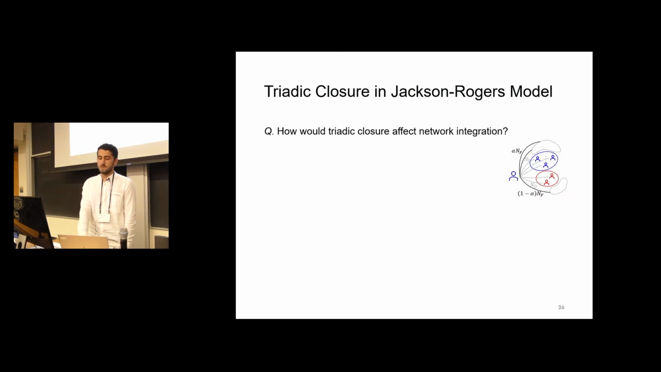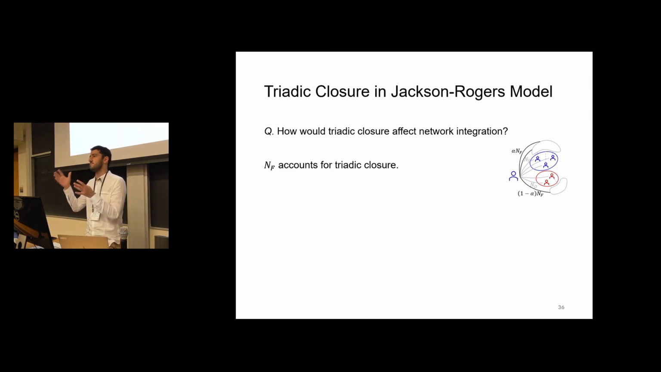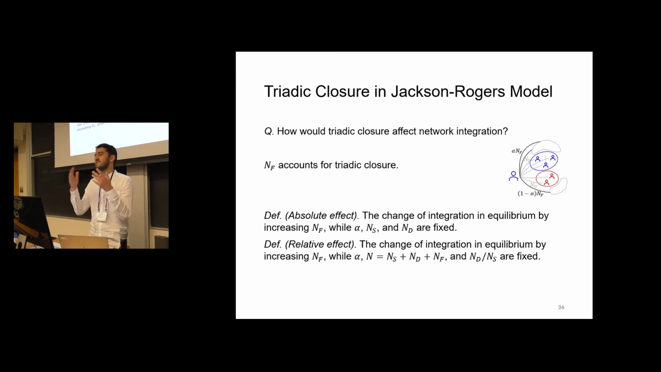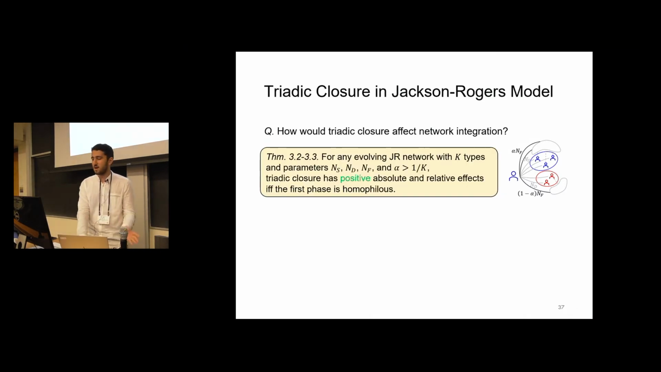So the question we want to study for the Jackson-Rogers model is, again, how would triadic closure affect network integration? And unlike stochastic block models, where we had to apply triadic closure post-network formation, here triadic closure is actually a part of the network evolution. This NAF, number of friends, accounts for triadic closure. So we define the absolute effect by measuring the network integration in equilibrium if we increase NAF while other parameters are fixed. One might say, again, you're increasing the total number of edges, so we define a relative notion by increasing NAF, decreasing initial friends, and measuring network integration. No matter how you define this effect, we observe for any evolving Jackson-Rogers model, triadic closure has positive absolute and relative effects if and only if the first phase is homophilous.